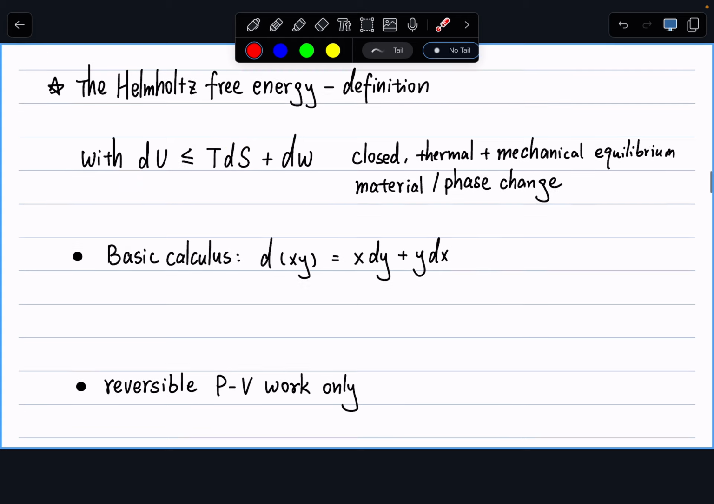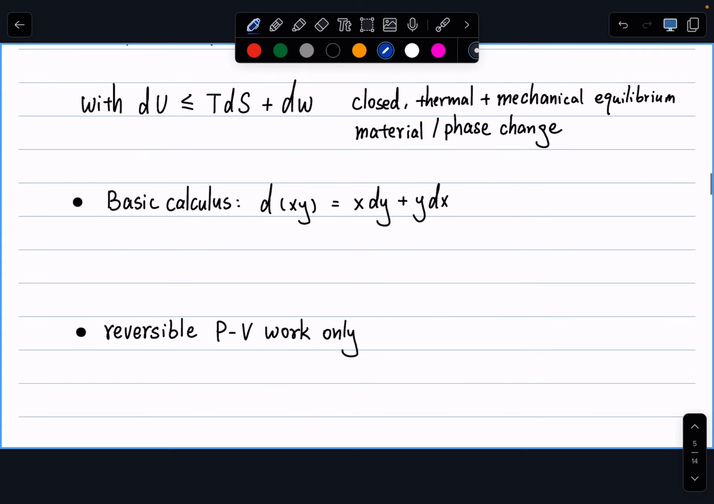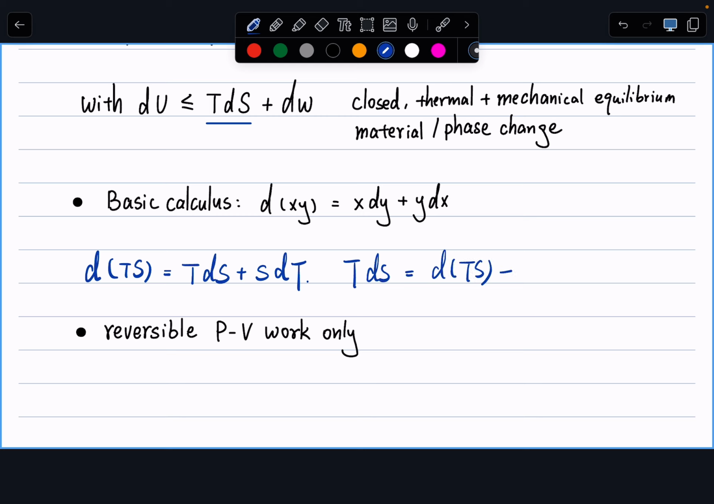Okay, and let's look at the definition of the Helmholtz free energy first, which is at constant temperature and volume. So we start from here. Using our basic calculus, we have d(xy) equals x dy plus y dx. And in dU smaller than TdS plus dW, we can write d(TS) equals TdS plus SdT. Or this TdS, we can rewrite as d(TS) minus SdT.